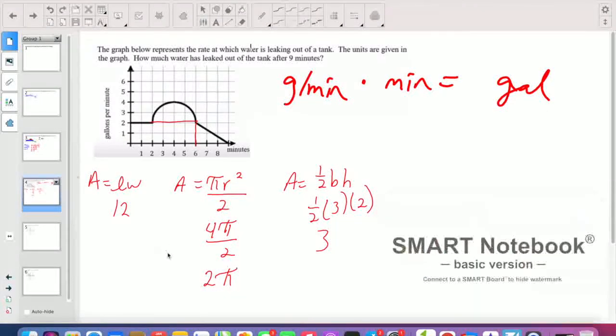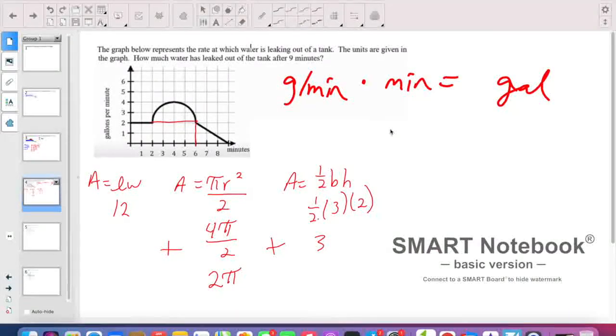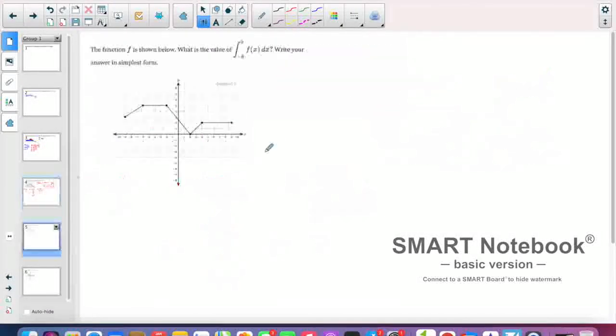Then to get my final answer, I would add these together. So 12 plus 2 pi plus 3. 12 plus 3 is 15, plus 2 pi would give us an answer of 15 plus 2 pi gallons for our final answer. In this one, the function f is shown below. What is the value from -6 to 9 of f of x dx?